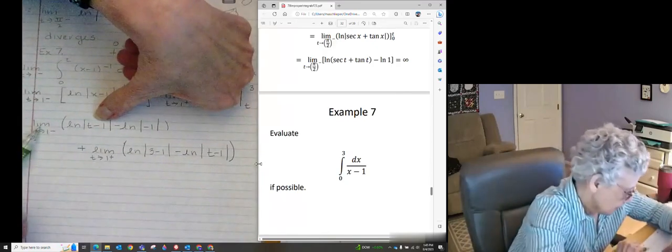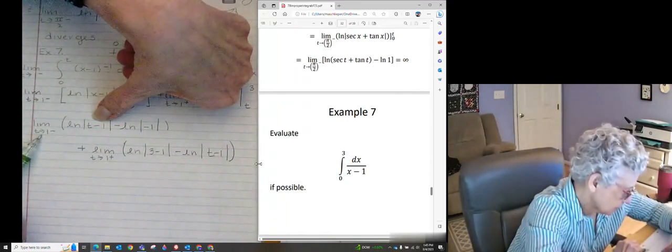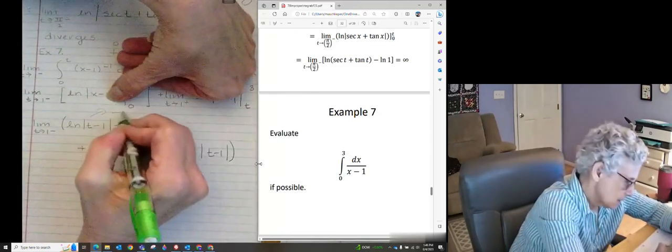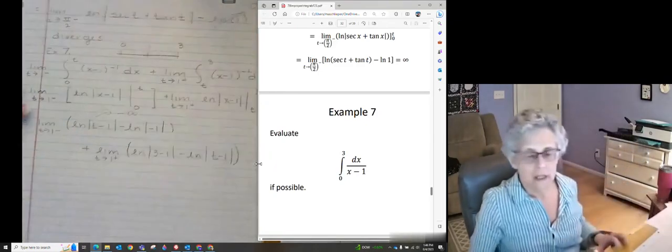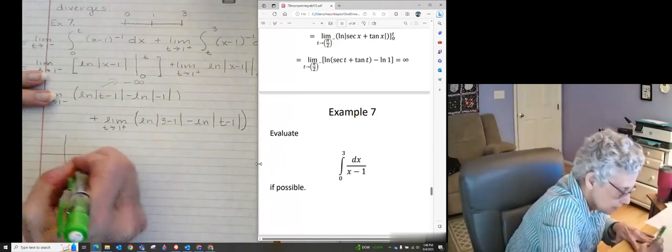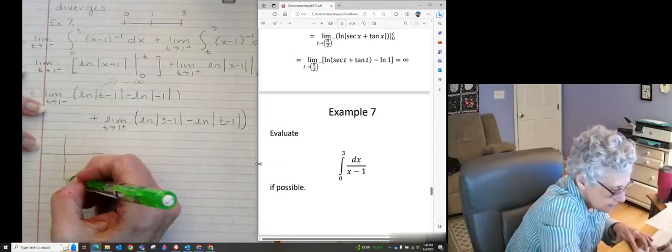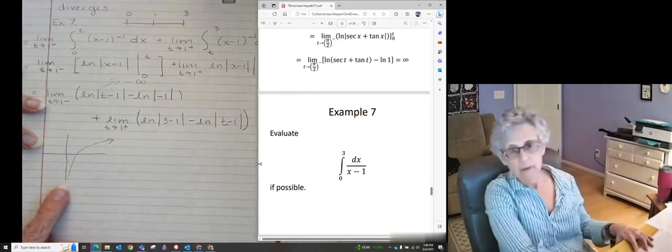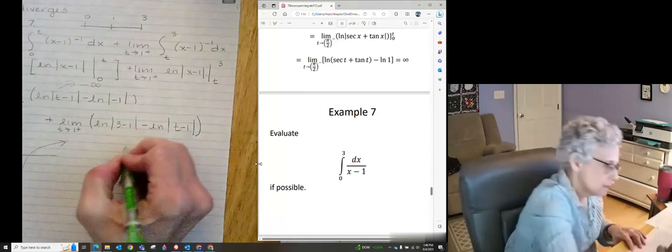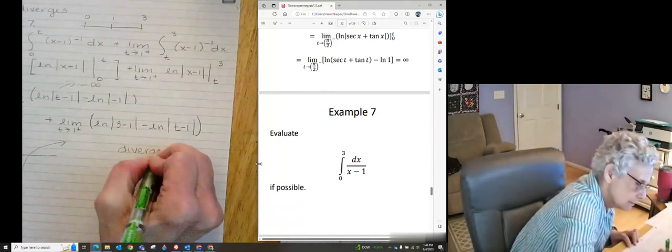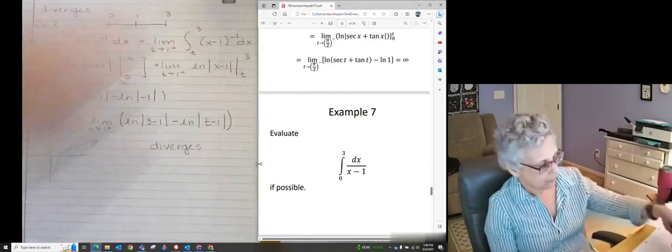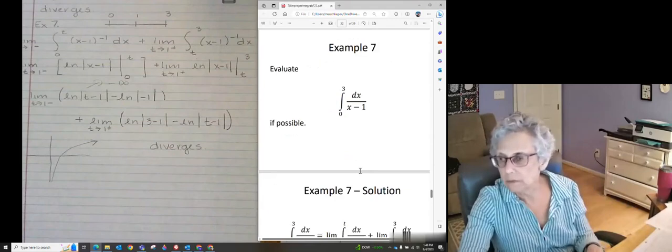Okay, so the limit as t approaches 1 means what's inside here is approaching 0. So this is going down to negative infinity, because remember what natural log looks like. As natural log approaches 0, the graph approaches negative infinity, so this thing diverges. As soon as one thing diverges, you get to quit. That piece is going to diverge, go down to negative infinity as well.